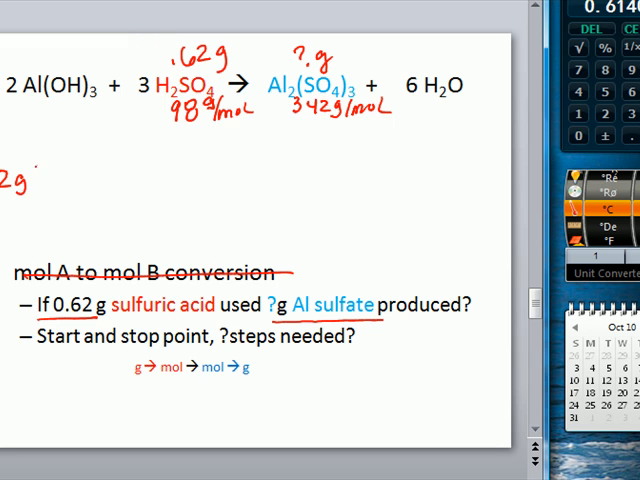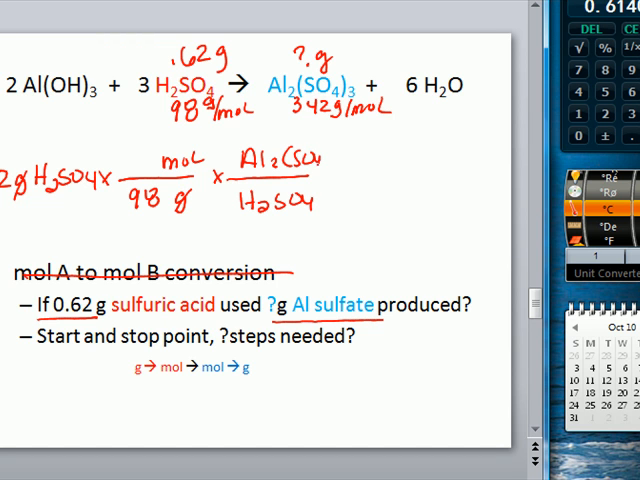I'm starting with 0.62 grams of sulfuric acid, and I immediately want to get rid of those grams. There are 98 grams in a mole. Now I can get rid of the sulfuric acid and put it in terms of aluminum sulfate, and that is a 3:1 ratio. I've gotten rid of the sulfuric acid. Now I will convert those moles of aluminum sulfate to grams by multiplying by the molar mass, 342.